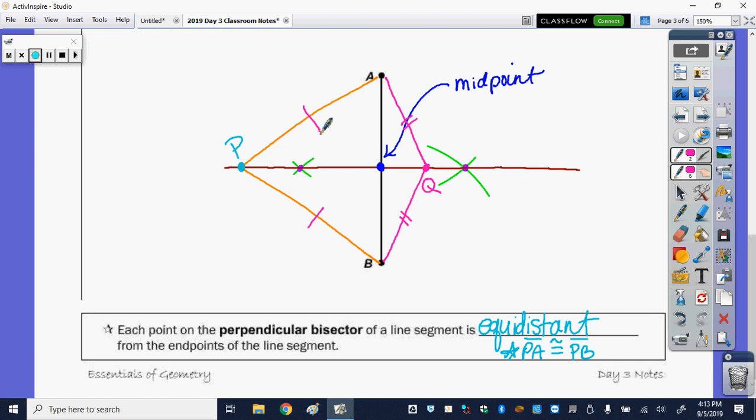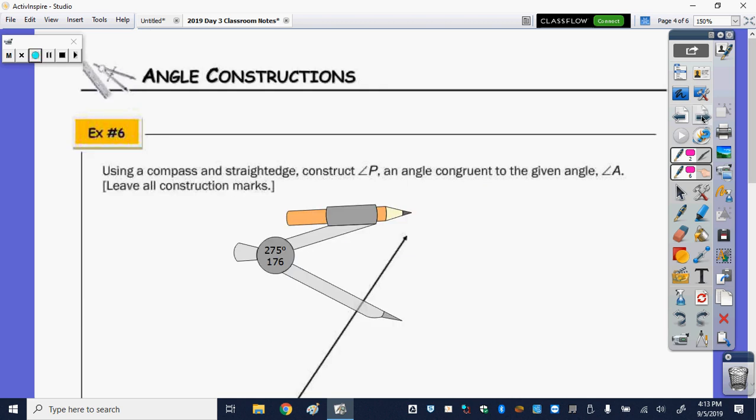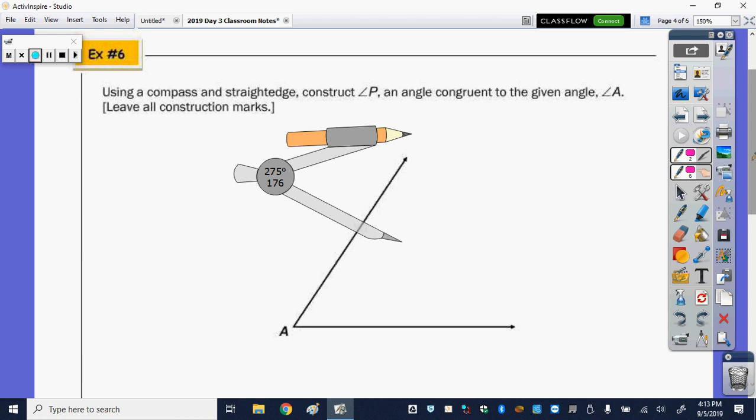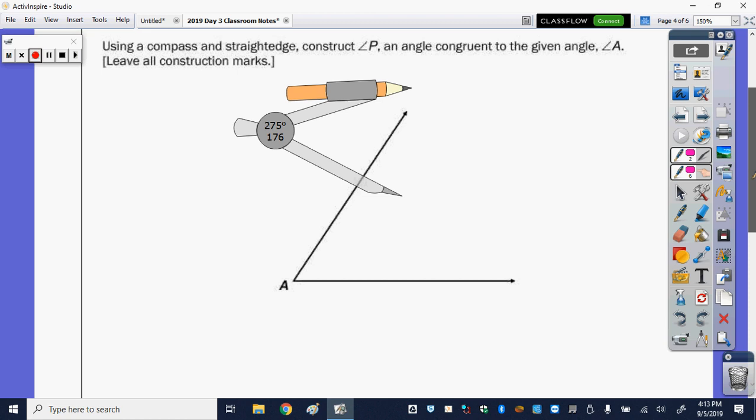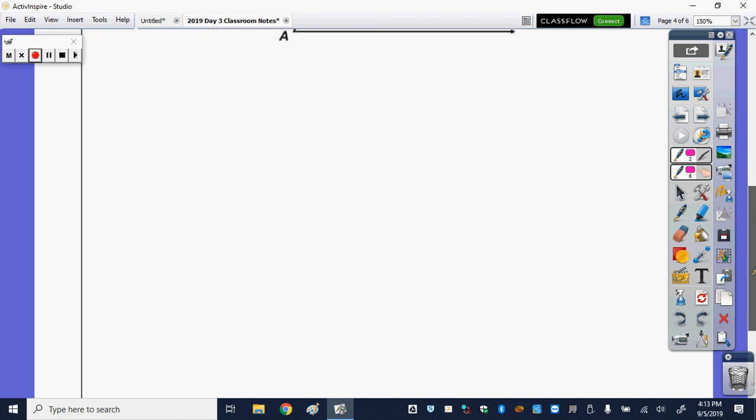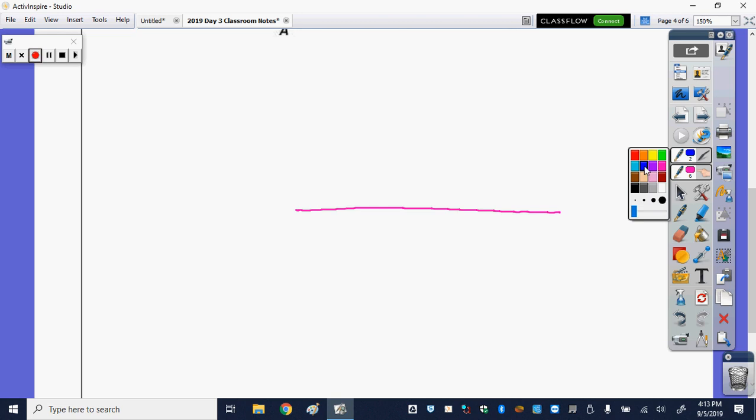All right, now on to some angle constructions. So using a compass and straight edge, construct angle P, an angle congruent to the given angle A. Now we have a whole space for this. So I'm actually gonna move it down and we're gonna start the construction down here. To do the construction, you start with a ray, just like you would a segment. So line up your ruler, draw your segment, and then add on to that your arrow and endpoint.